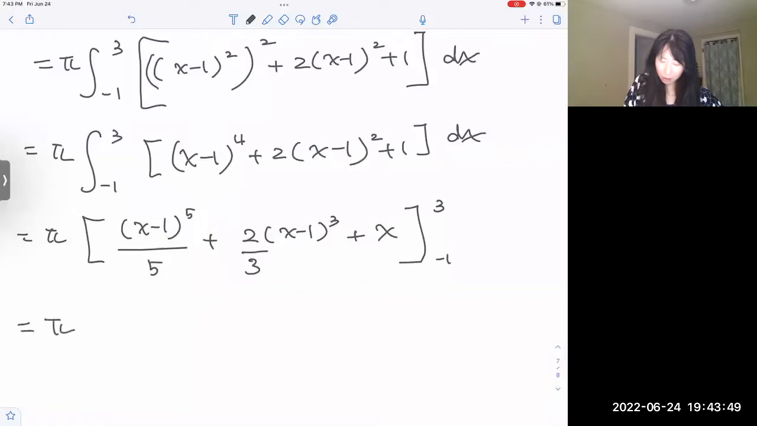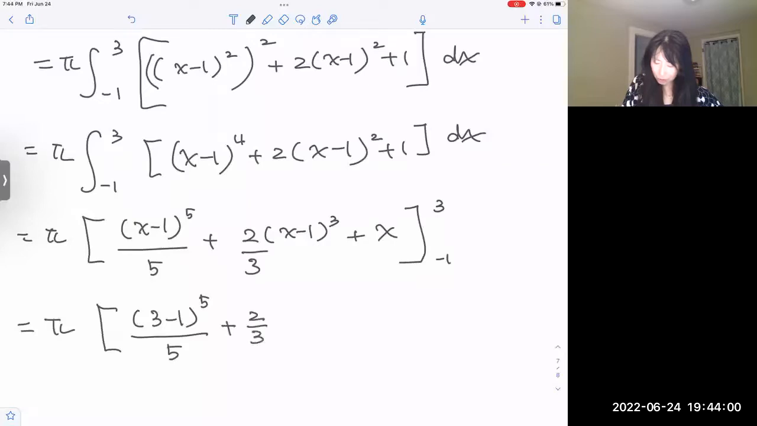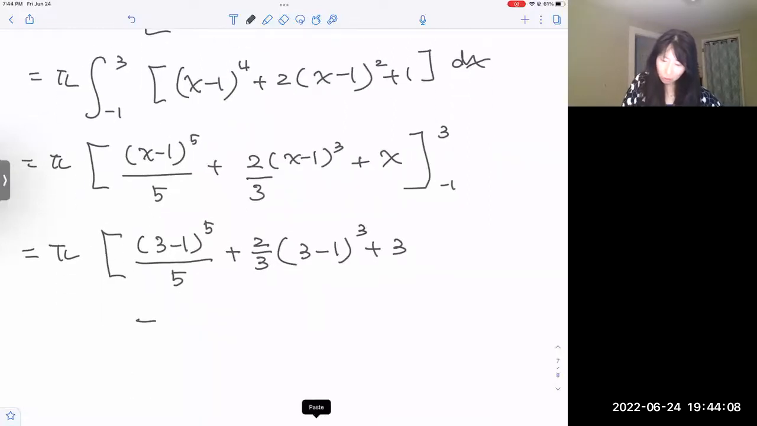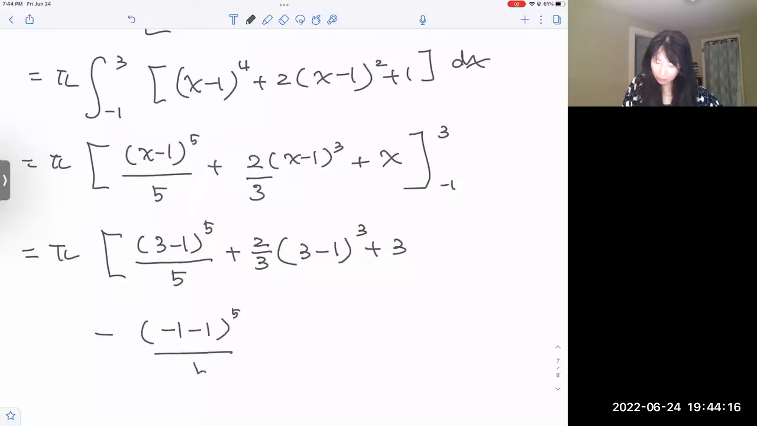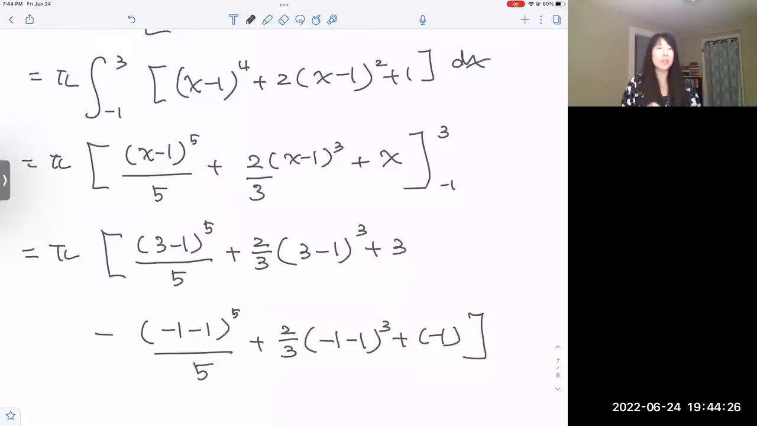Okay, now pi. Your turn. 3 minus 1 to the fifth power over 5 plus 2/3 times 3 minus 1 to the third power, plus 3, minus -1 minus 1 to the fifth power over 5 plus 2/3 times -1 minus 1 to the third power plus -1. Okay, your turn. Can you please calculate?